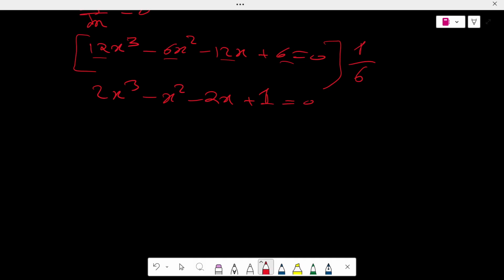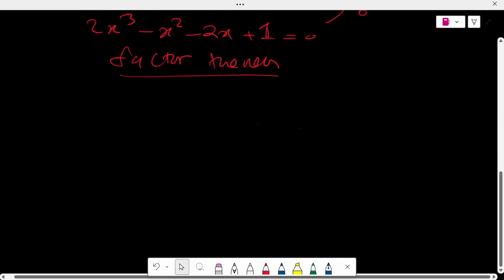To solve for x, this is not a quadratic equation. This is a polynomial, meaning the power is more than 2. So we can use the concept of the factor theorem, from O-level, if you can remember.